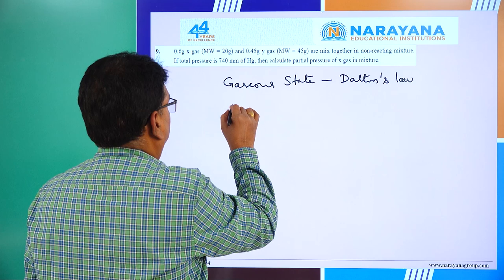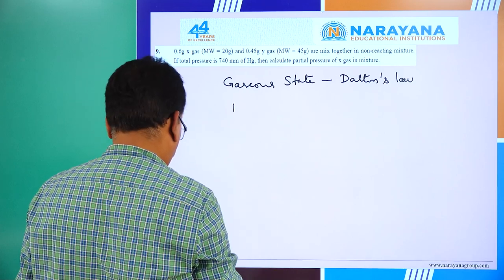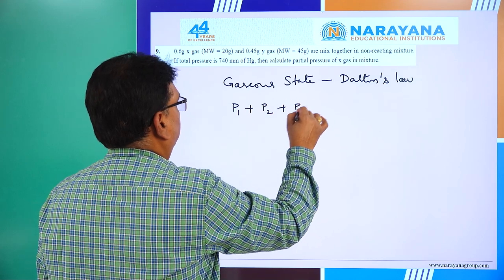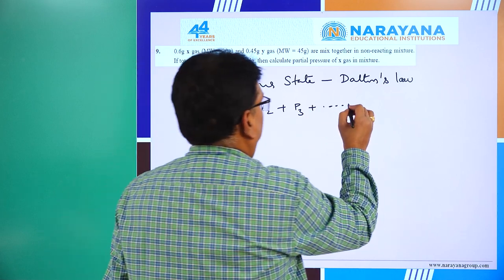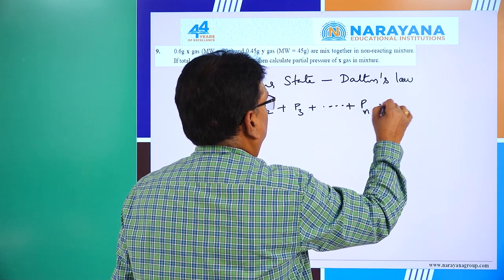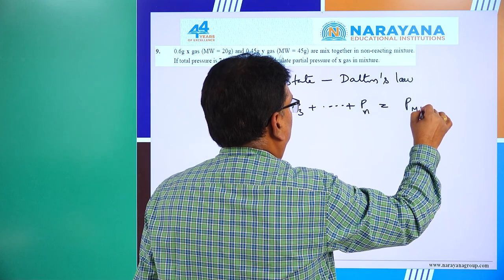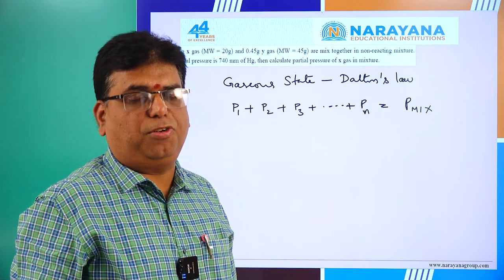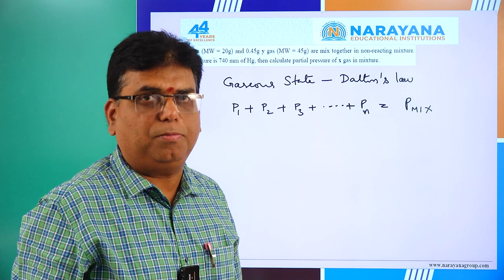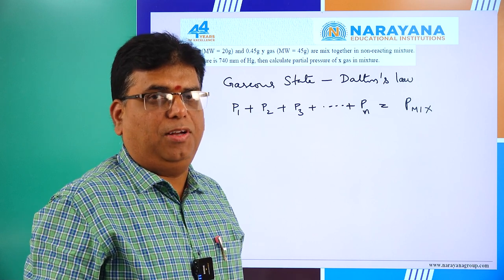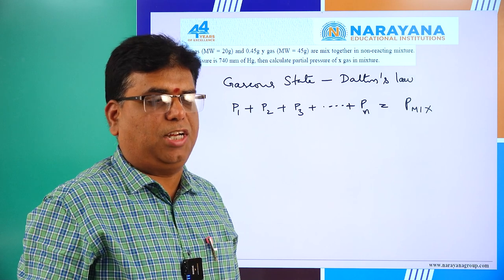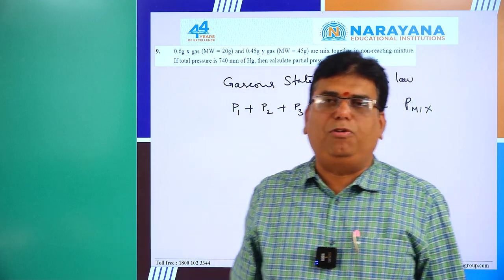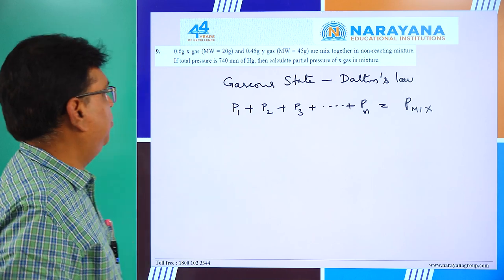In a mixture of gases, P1 plus P2 plus P3 plus Pn is equal to P mixture. The sum of the partial pressures of all the gases in the mixture is equal to the total pressure of the mixture. P1 is the partial pressure of gas 1, P2 is the partial pressure of gas 2, and all should be, of course, non-reactive. Because if they react, then it will no longer be a perfect mixture.